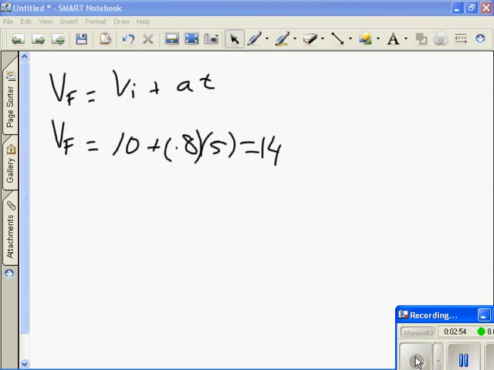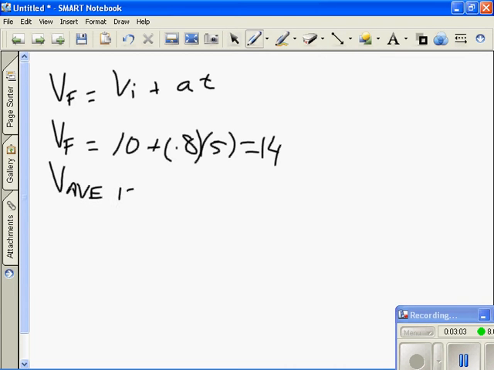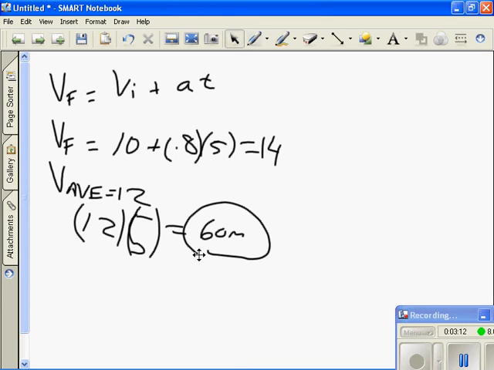If I ended up at 14 and I started at 10, is my average not 12? If I went for 5 seconds, I guess that's 60 meters.